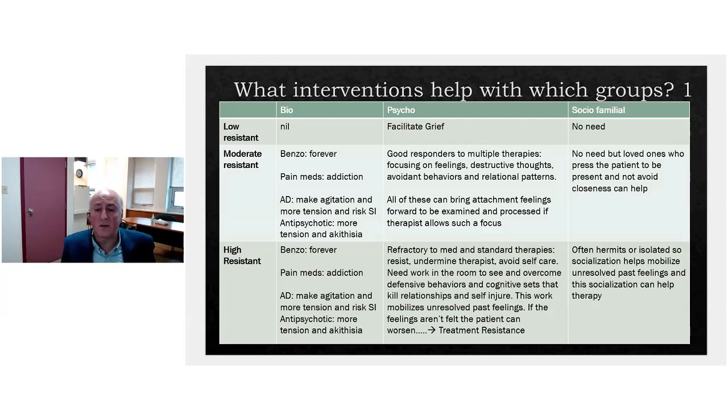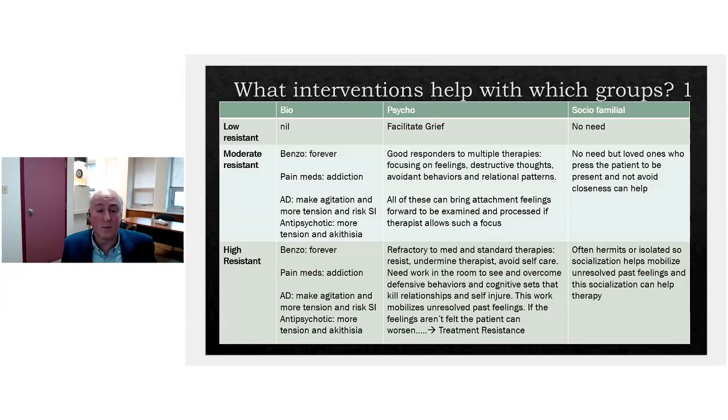So as far as social familial, they have good supports generally. You don't need to do much as far as social familial issues here. But it can help if they have a loved one who really tries to get them to be present and have a loving relationship with them. That helps a lot here. Okay? So, you could say, who doesn't that help with? Well, these patients don't need that because they already have it. These individuals here tend to detach.